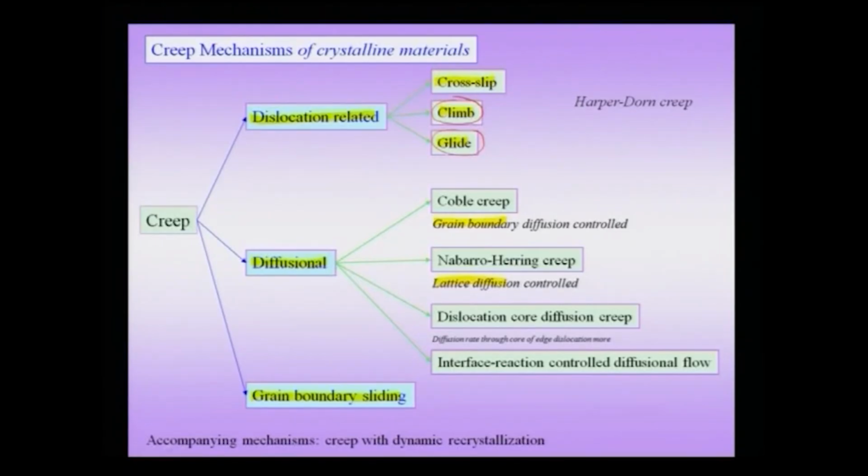Diffusional mechanisms on the other hand can involve either grain boundary diffusion or lattice diffusion, and as it is obvious in a fine grained material, the grain boundary diffusion is going to become more and more important. And grain boundary diffusion phenomena for creep is called Coble creep, wherein the grain boundary diffusion is controlling the creep phenomena, and wherever the lattice diffusion is controlling the creep phenomena, it is known as the Nabarro-Herring creep. Additionally, diffusion at the core of dislocations, which is called pipe diffusion, can also influence creep, and the diffusion rate through the core of an edge dislocation is more, because that is a region of free volume.